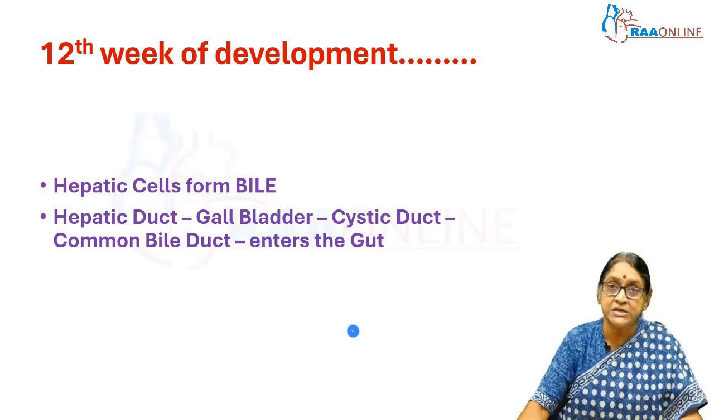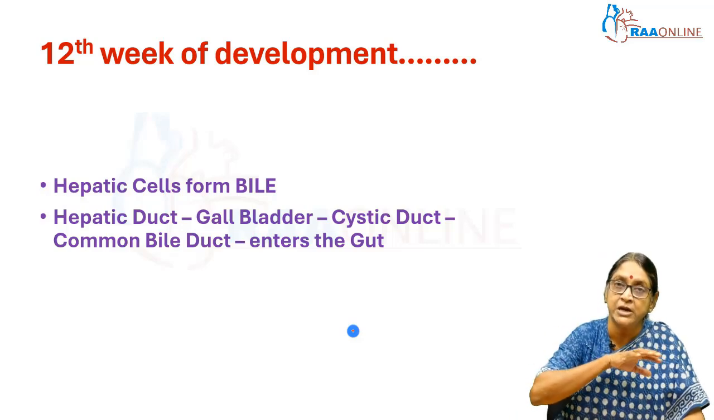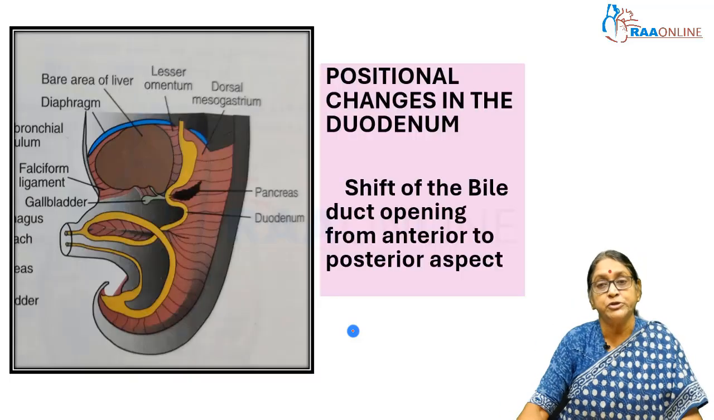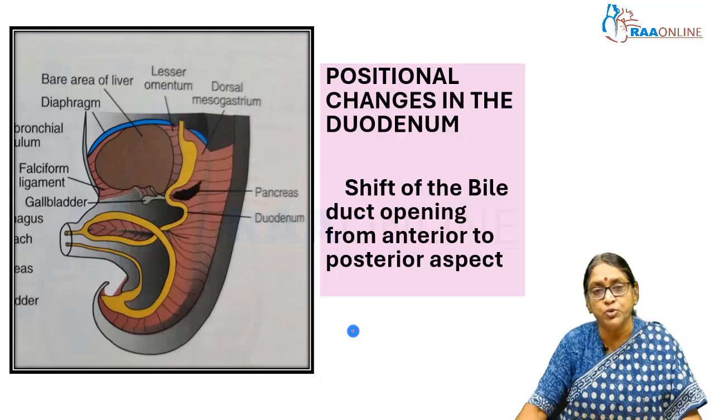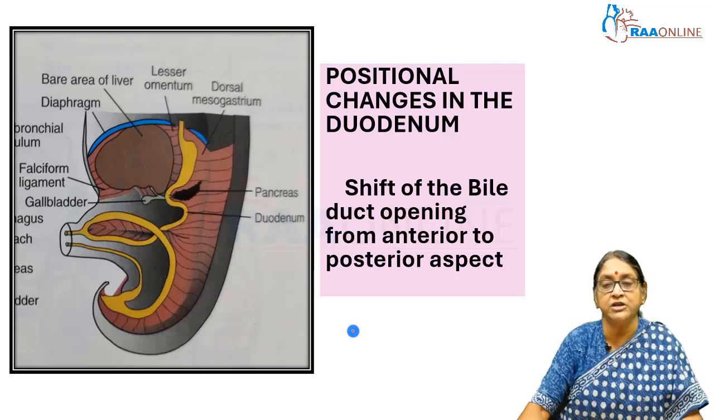So, it can be seen at that stage the contents of the developing gut will become dark green in color because of the production of bile which makes its way into the developing gut. Positional changes happen in the duodenum which cause a change in the entry of the bile duct into the duodenum.